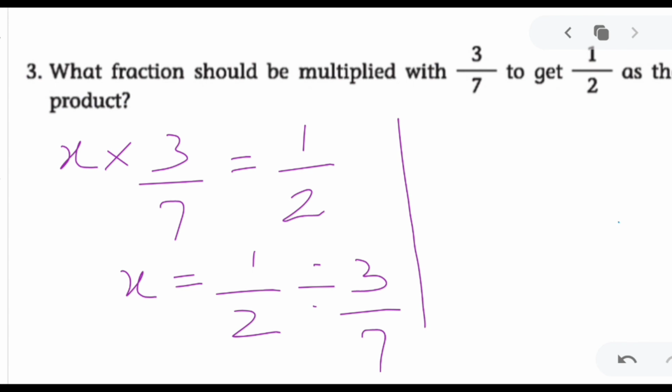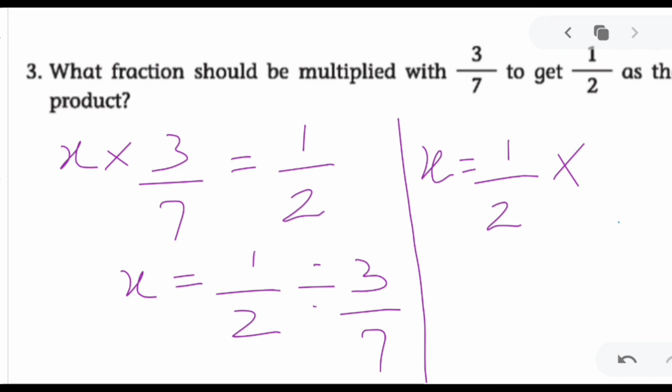Now we will apply the RCI rules. What are the RCI rules? First, retain the first fraction, so x equals 1 by 2. Next, C means change the symbol, so the division symbol changes to multiplication.